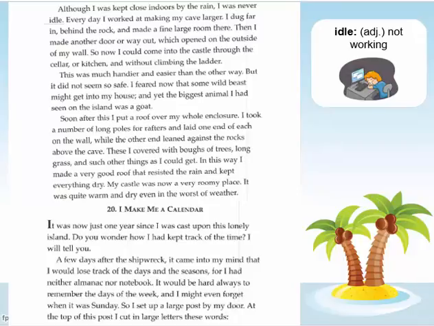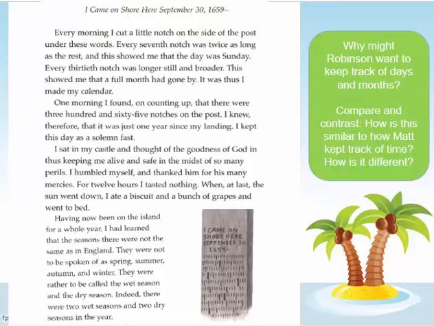Chapter 20 begins and he says, I make me a calendar. It was now just 1 year since I had been cast upon this lonely island. Do you wonder how I kept track of the time? I will tell you. Already a year, my goodness. A few days after the shipwreck, it came into my mind that I would lose track of the days and the seasons, for I had neither almanac nor notebook. It would be hard always to remember the days of the week, and I might even forget when it was Sunday. So I set up a large post by my door. At the top of this post, I cut in large letters these words. I came on shore here September 30th, 1659.